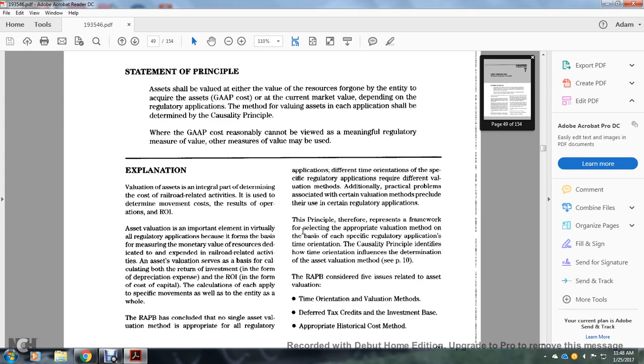The asset valuation serves as the basis for calculating the return on the investment, informing depreciation expense, and the return on the investment in the form of the cost of capital. The calculation applies to the specific movements, as well as to the entity as a whole.